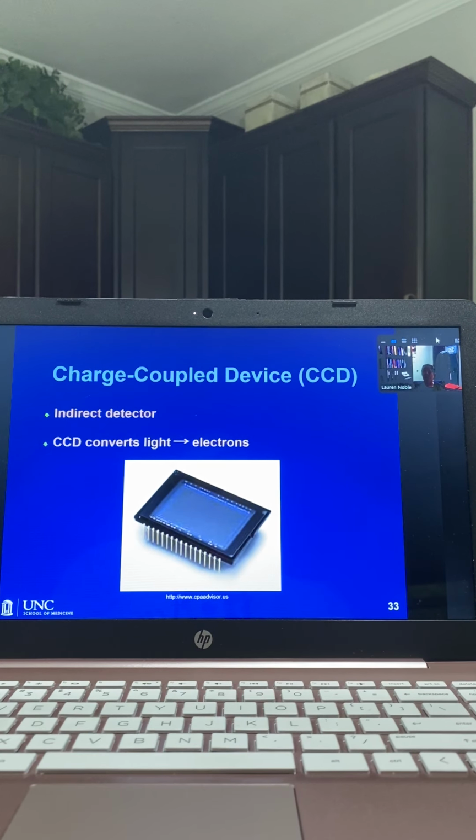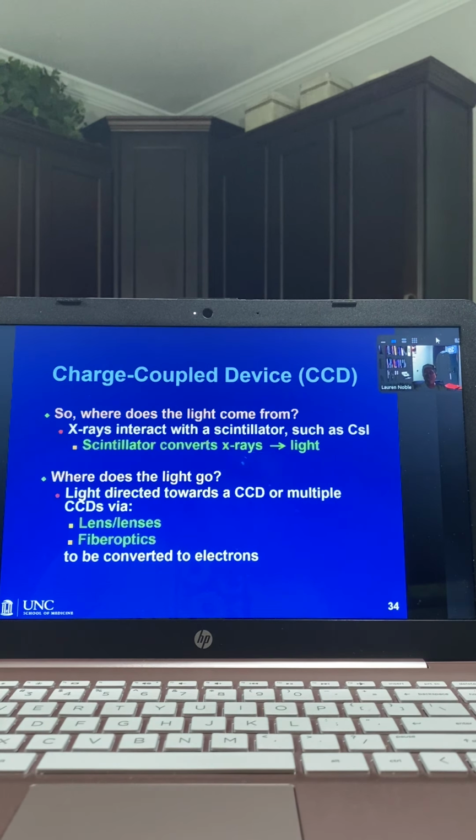Well, what am I missing here? Yeah, X-rays. Because light doesn't come out of the X-ray tube, okay? But yet the CCD takes light and converts it to electrons. That's why this is considered to be an indirect detector. So, how does this work? Where does the light come from?